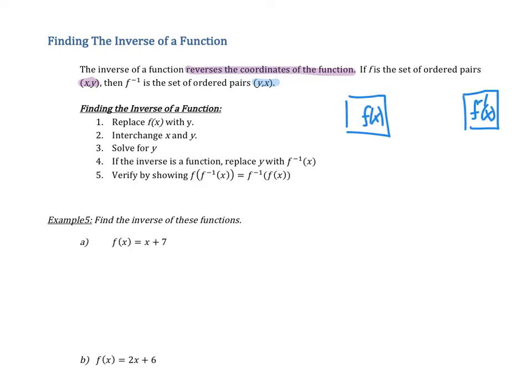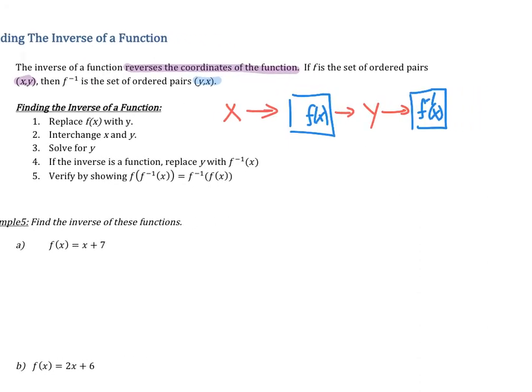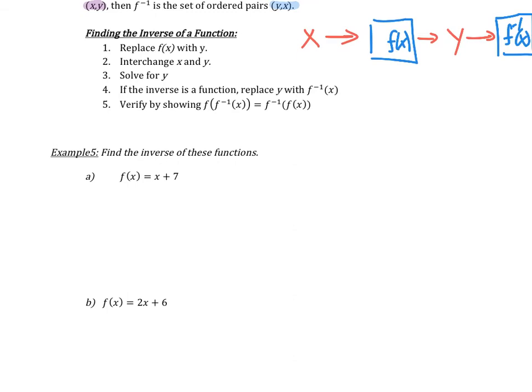All right. Here's a nice little picture that might help. If x goes into this machine called f of x, the machine spits out y. Then if you put y into the reversal machine, f inverse, then that's going to spit out what we started with, x. And that's what an inverse does. It reverses what the other function did. So to find an inverse, we're going to first replace f of x with y. So we're talking x's and y's. Swap the x and y's or interchange them. Solve for y. And then if it is a function, then we can write it as f inverse. And we can verify by plugging one into the other.